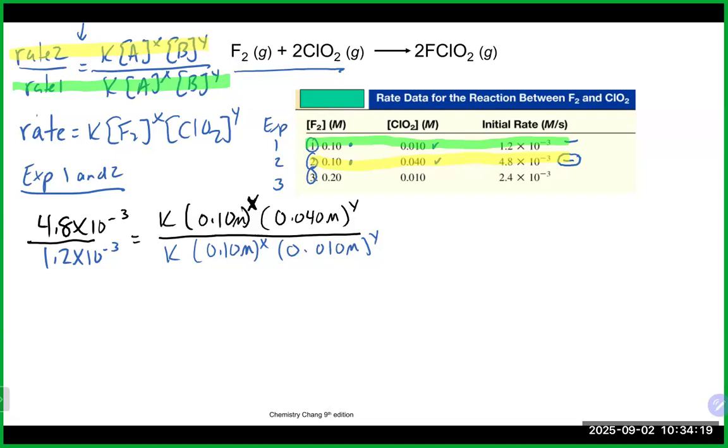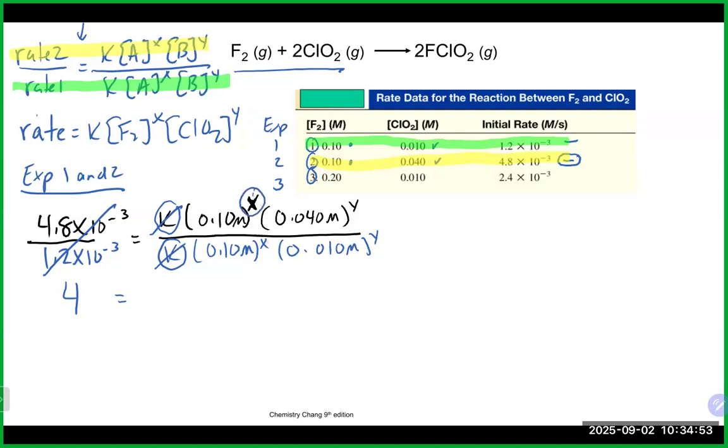All right, now we're going to do some math. So 4.8 times 10 to the minus 3 divided by 1.2 times 10 to the minus 3. If you clear that out, that's a 4. Now, this is the rate constant, and that is the rate constant. Although I do not know what the value of the rate constant is at this moment, it is a constant value, which means they essentially will also cancel out, because they're going to be the same number.